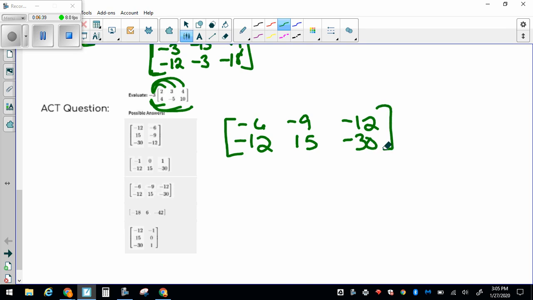So if I look at my answer choices, for starters, I see that I've got 2 rows and 3 columns. So I'm just going to exit out anything that's not 2 rows and 3 columns. And of the answer choices that are left, it's that.